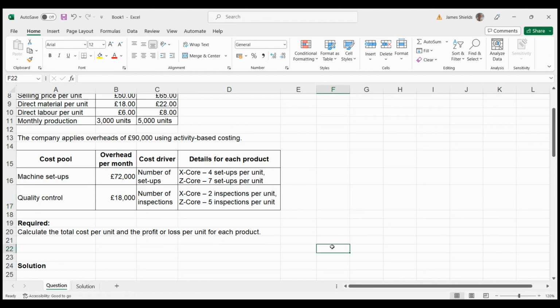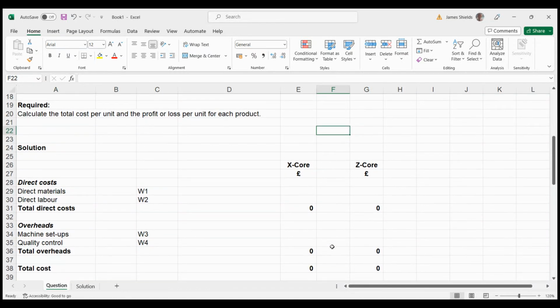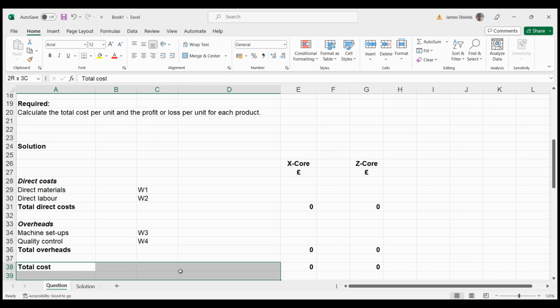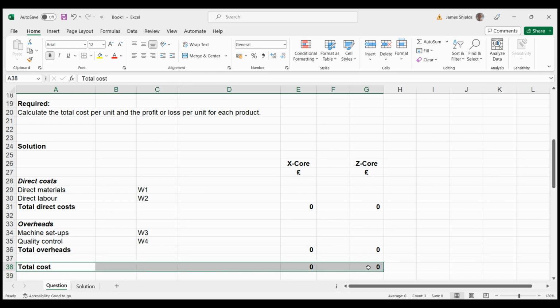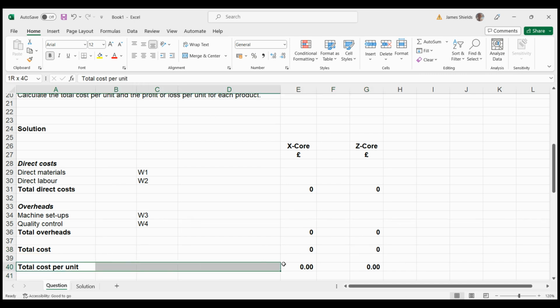Now there's a set way of laying this out, so I'm going to go through the layout for you. So it says calculate the total cost per unit. So we want the total cost overall, and just on the next row down, I want the total cost per unit. Now the total cost is made up of your direct costs, which are direct materials and direct labour, which are total direct costs. Your overheads are made up of your machine setups, your quality control. Then we get a total cost and total cost per unit.